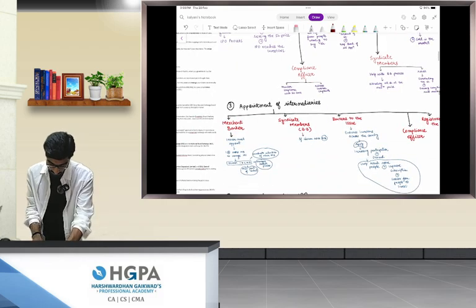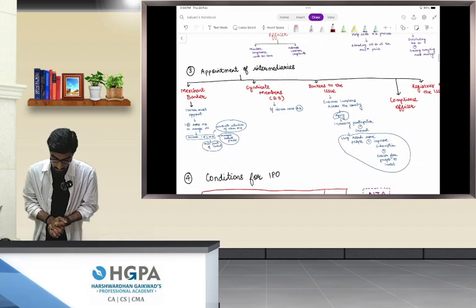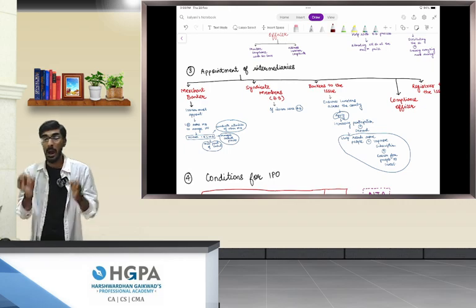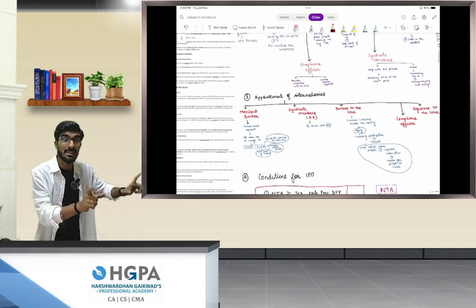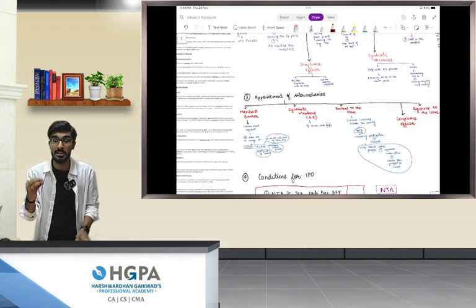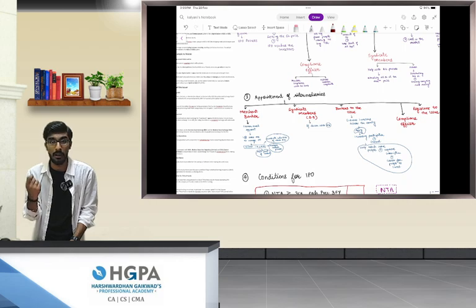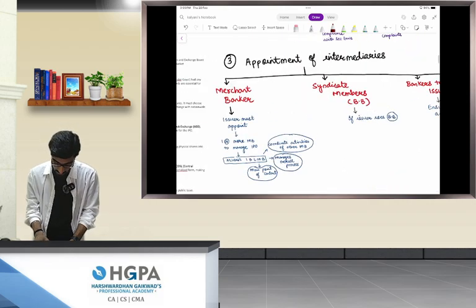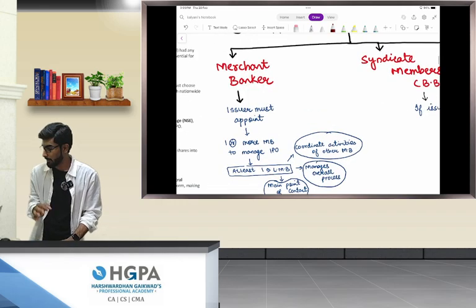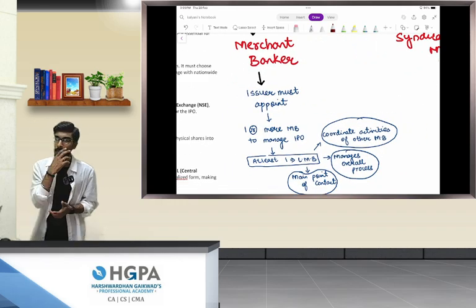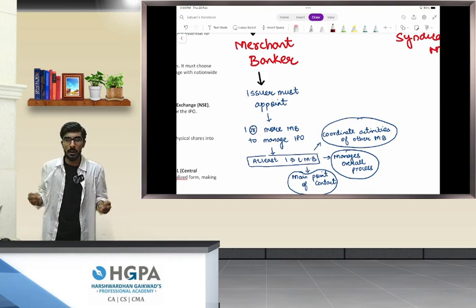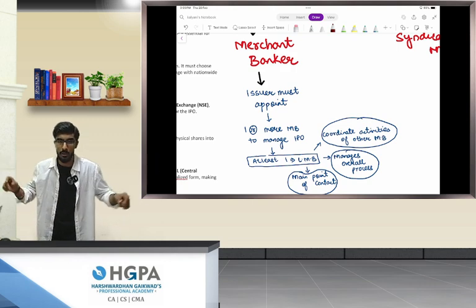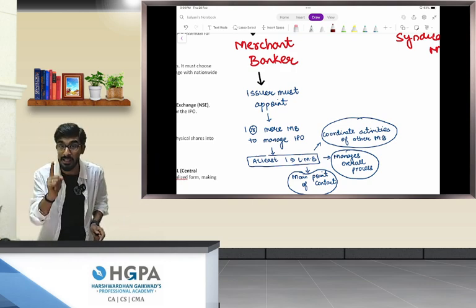Perfect. Now, the third topic that we are going to understand is appointment of intermediaries. Now we understood the roles and responsibilities of intermediaries. Now we will understand how the appointment of intermediaries is done. Number one is merchant banker. People, tell me one thing. If the IPO size is like 10,000 crores or 20,000 crores, there will be lots of work to do. That cannot be handled by a single merchant banker.